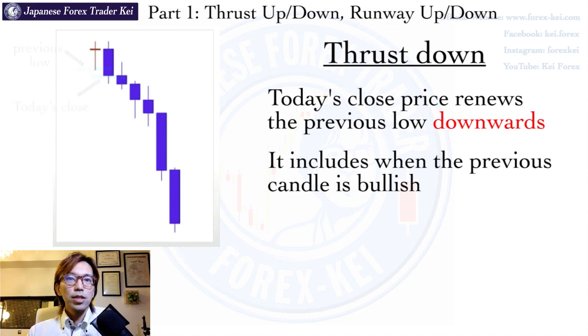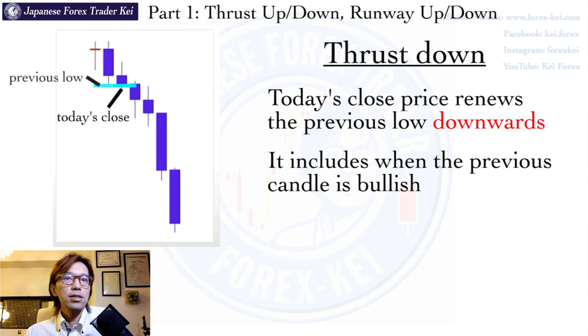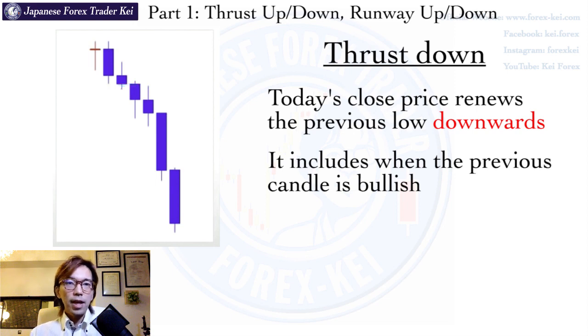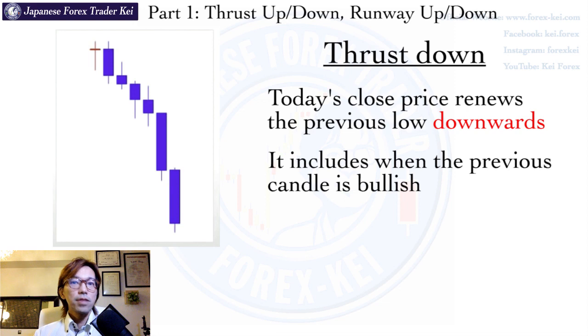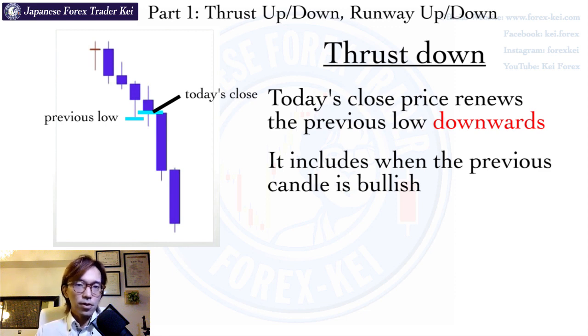Then look at the next one. This is the closing price right here, and this is today's closing price, and it did not renew it downwards. So this is not the thrust down. And the next candle, the closing price is right here, and today's closing price is at this level. And it looks like it's being renewed downwards. So this is the thrust down, you see? Moving on to the next one, the previous low did not renew today because today's closing price is right here. So you cannot call this one a thrust down.